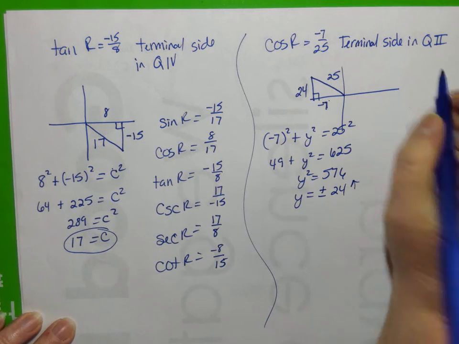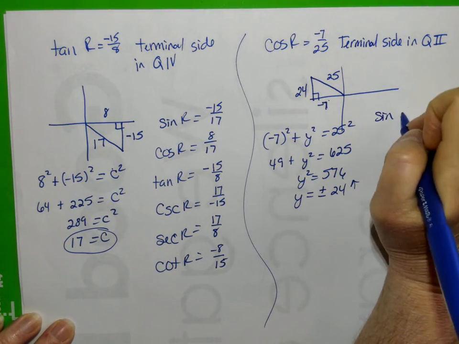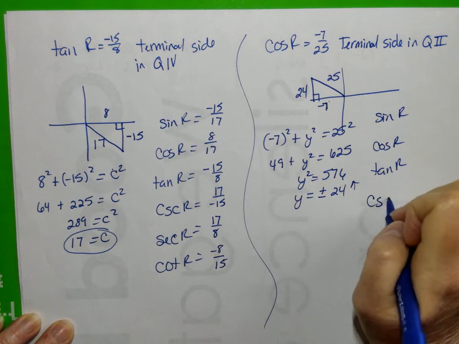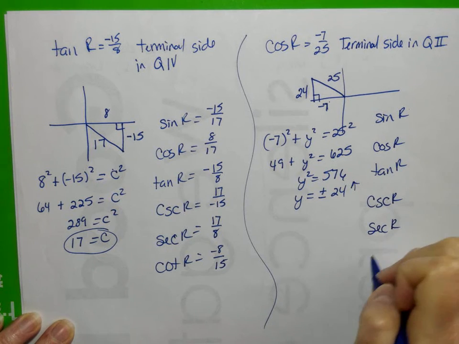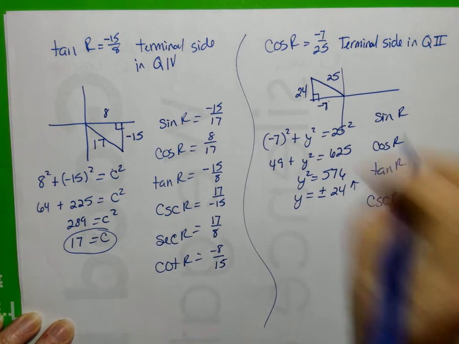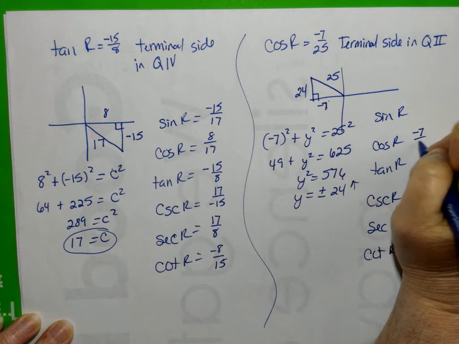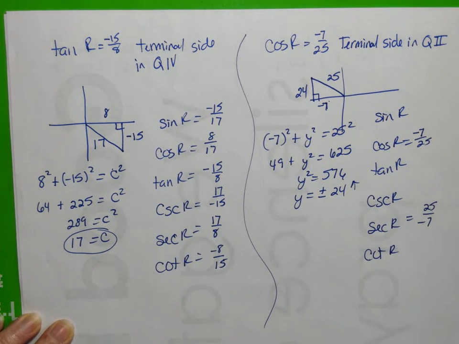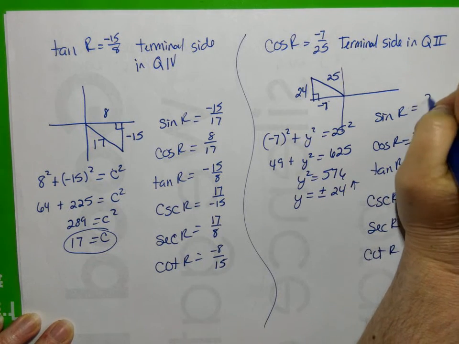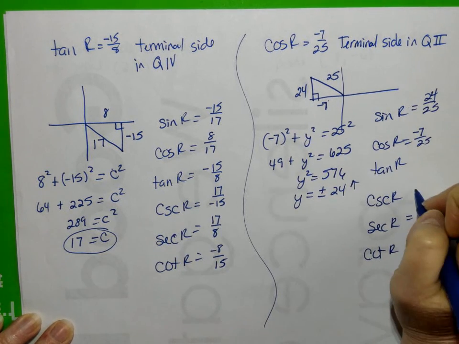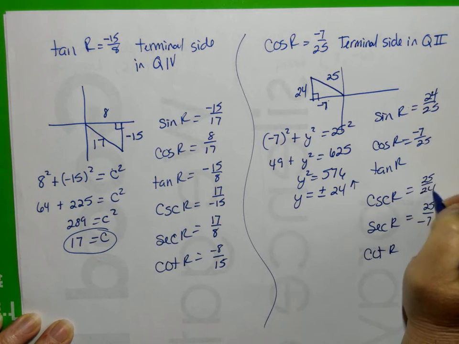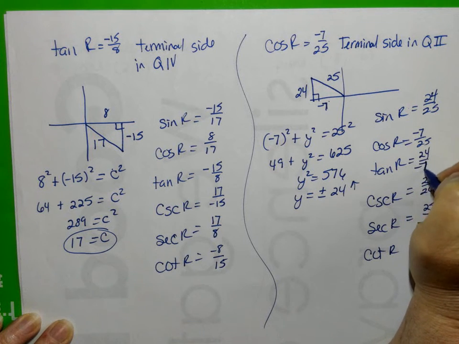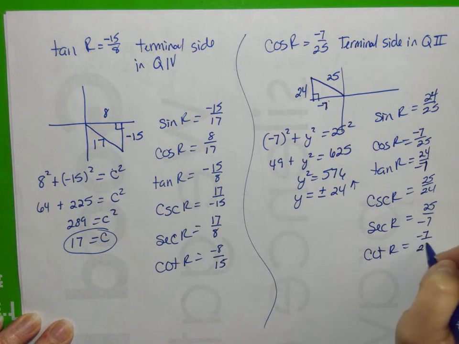So now I just need to find my other trig values. So I have the sine of r, the cosine of r, the tangent of r, the cosecant of r, the secant of r, and the cotangent of r. I know the cosine is -7/25, which makes the secant 25/-7. Looking at my picture, the sine is 24/25, which makes the cosecant 25/24, and the tangent is 24/-7, which makes the cotangent -7/24.